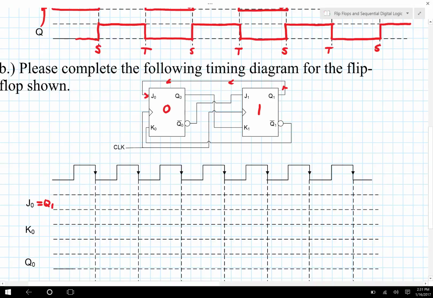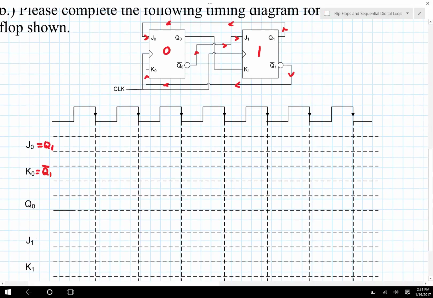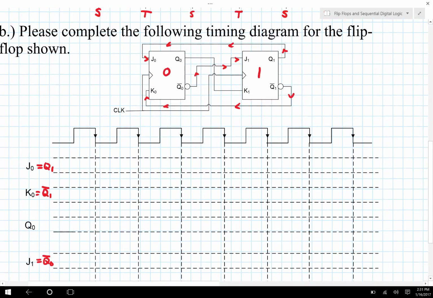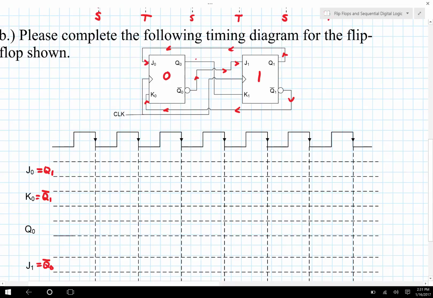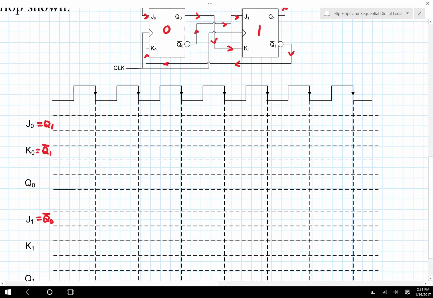What is the value of K0? Well, K0 is coming from Q1 bar. And so I'll write that here. This is Q1 bar. What is the value of J1? Well, J1 is coming from Q0 bar. So J1, if I scroll down here, J1 equals Q0 bar. And what is the value of K1? Well, K1 is coming from Q0. And so I can write that here. This is equal to Q0.